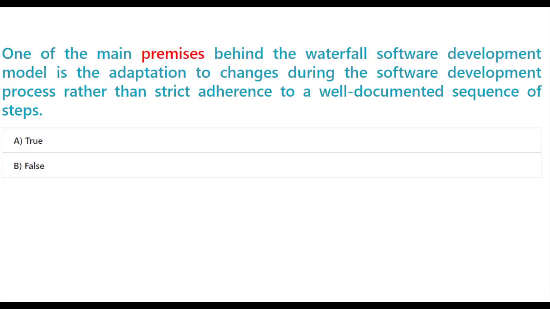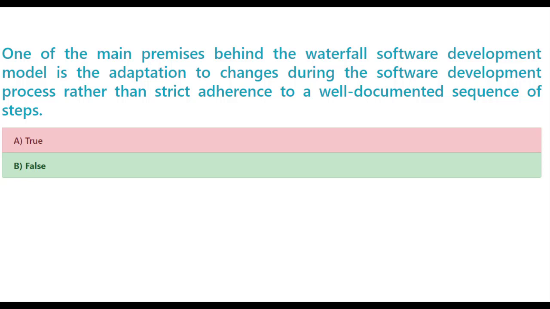One of the main premises behind the waterfall software development model is the adaptation to changes during the software development process rather than strict adherence to a well-documented sequence of steps. A. True. B. False. The correct answer is B. False.